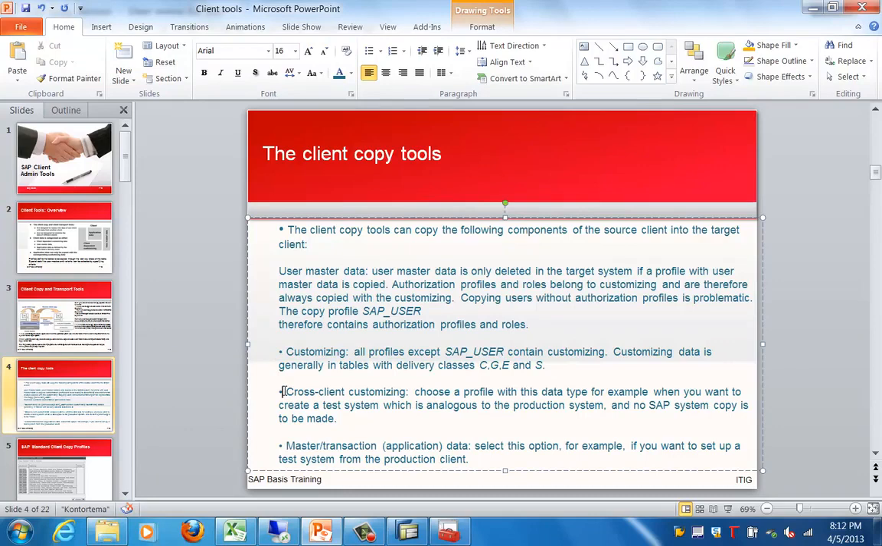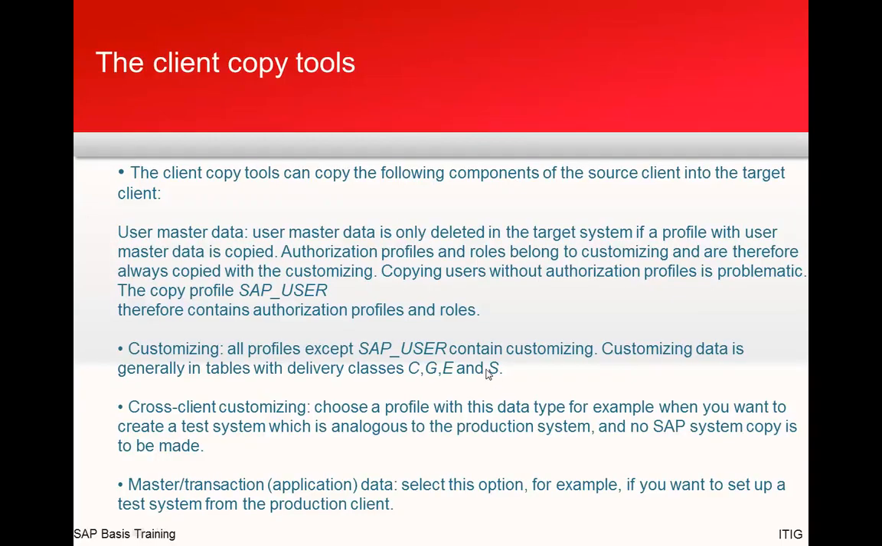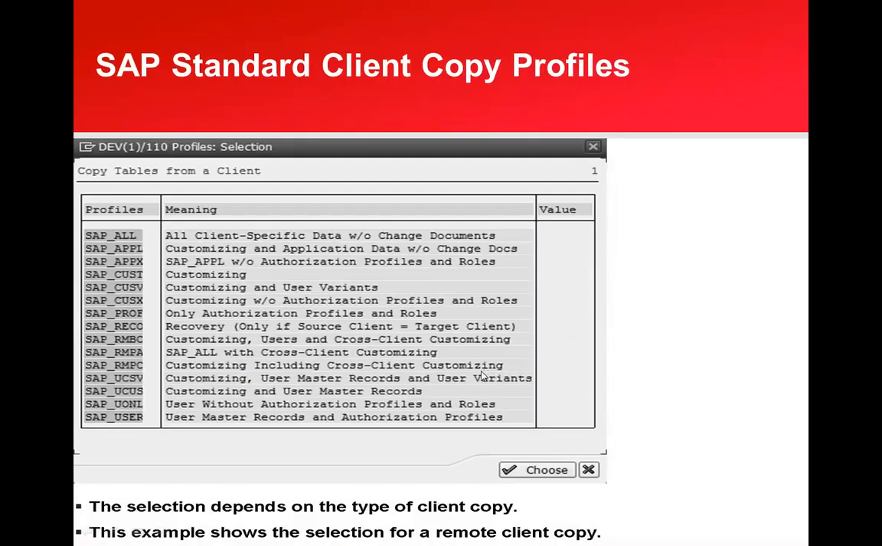Now, cross-client customizing: choose a profile with this data type. For example, when you want to create a test system which is analogous to the production system and no system copies are to be made. Master transaction data: select the option, for example, if you want to set up a test system from the production client. Okay, now here you can see these are the different standard profiles which are available.